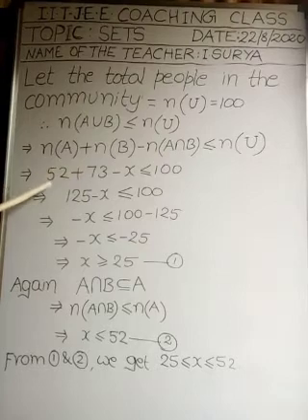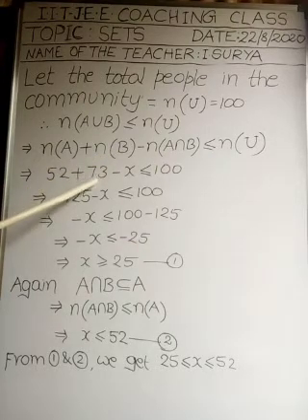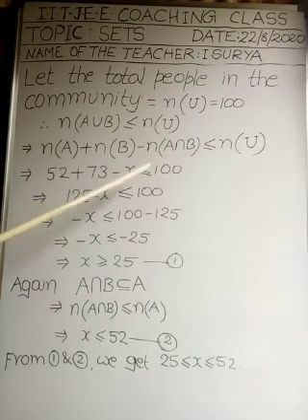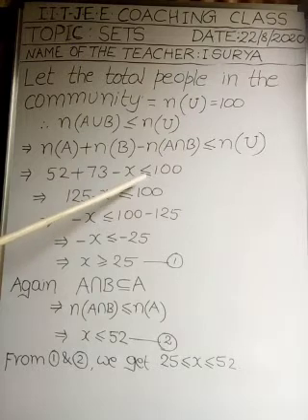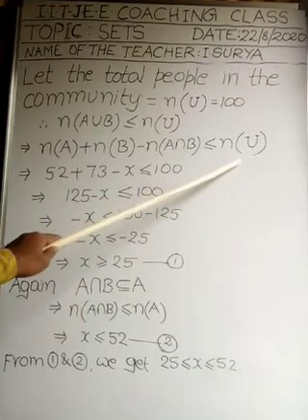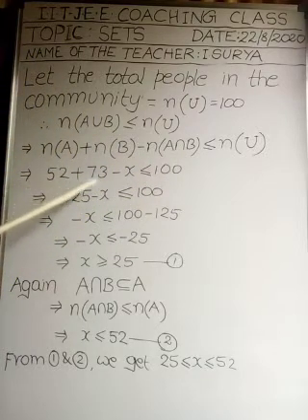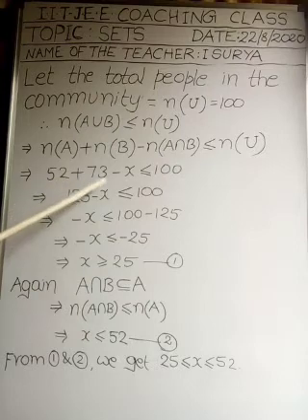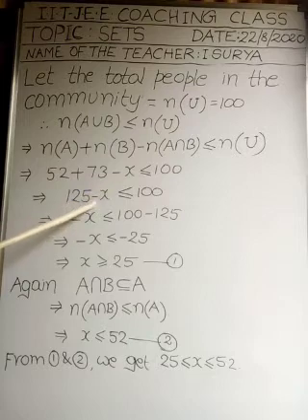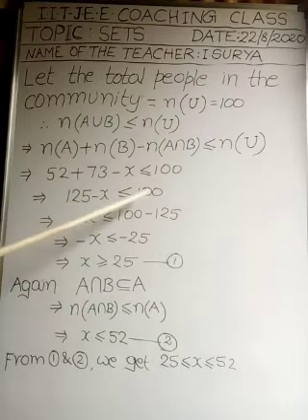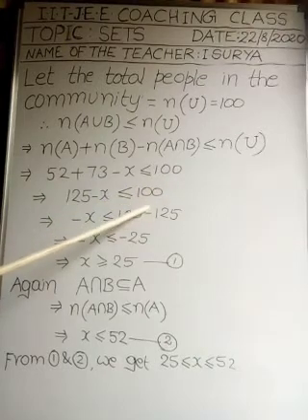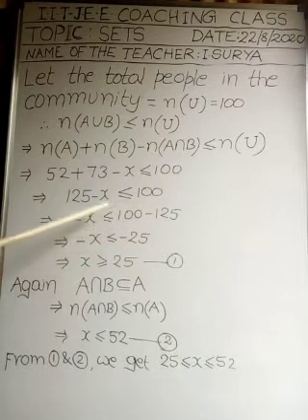Then we get 52 plus n of B, 73, minus n of A intersection B is x, less than or equal to n of A universal set is equal to 100. Understood this step, my dear children? Right. This implies by simplifying these two terms, 52 plus 73, what will you get here? 125 minus x. Understood this LHS part, my children? Right. Less than or equal to, we wrote RHS part 100 as it is. Understood this step, my children?